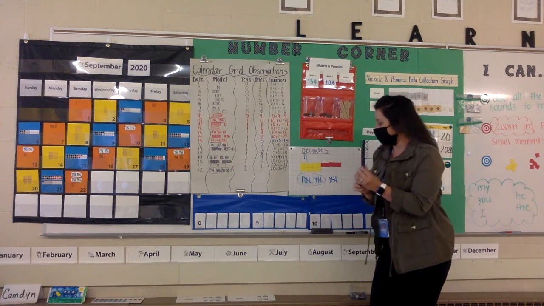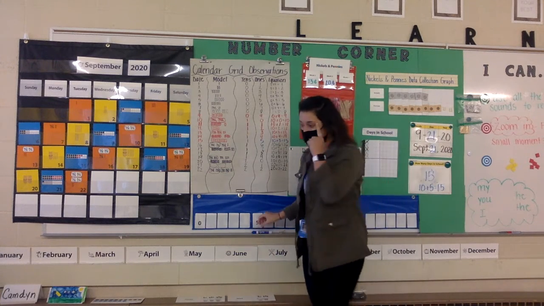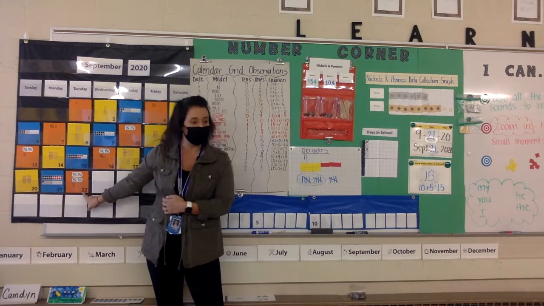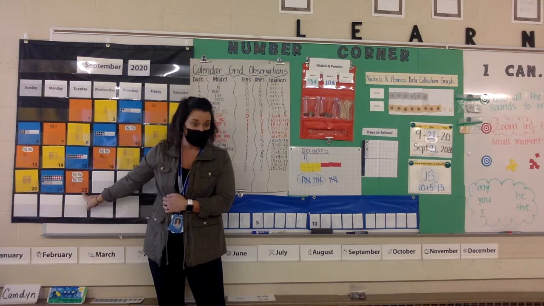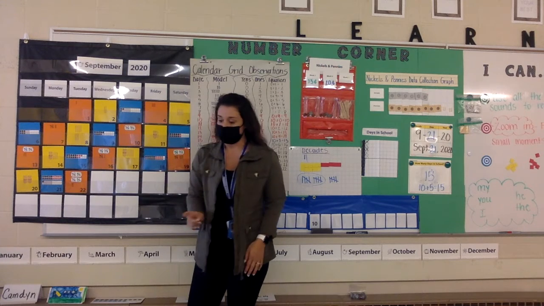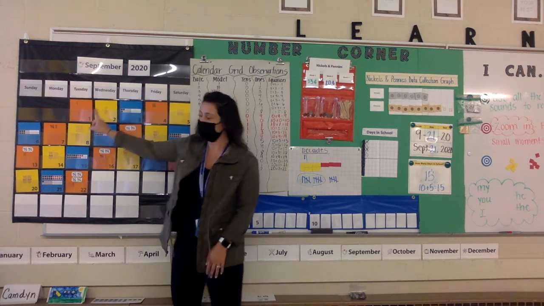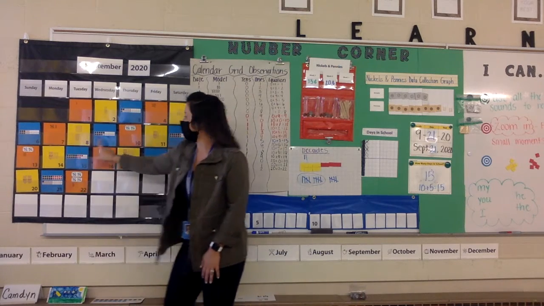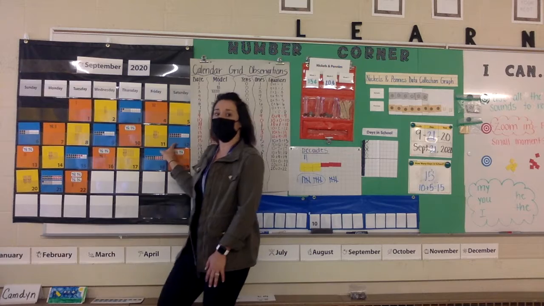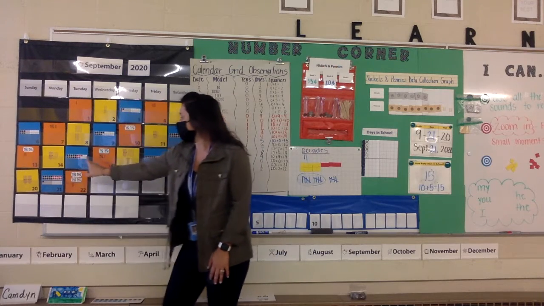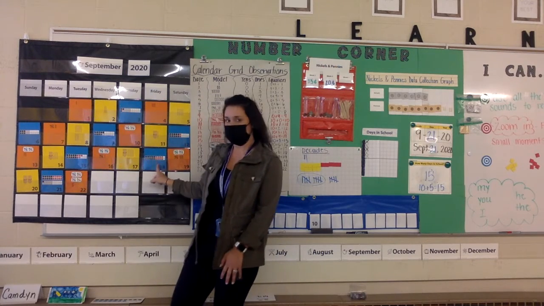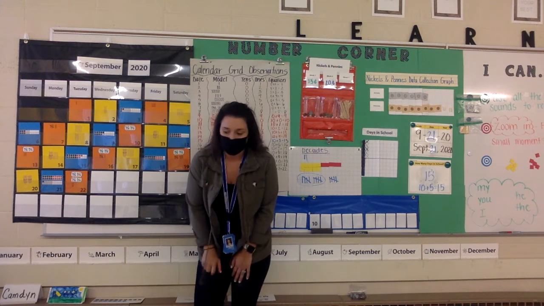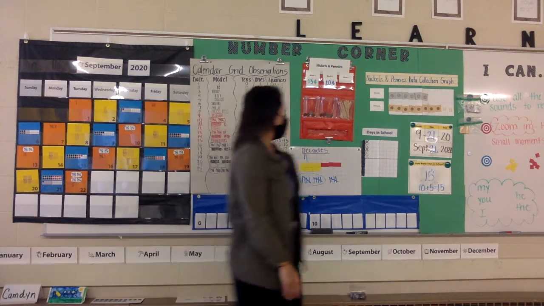We're going to go back to our calendar for a minute. I want to try to see if you can count by 2s. We're going to skip count all the way to 22. Are you ready? When I point, you count. 2, 4, 6, 8, 10, 12, 14, 16, 18, 20, 22. Good job. Let's change our date.